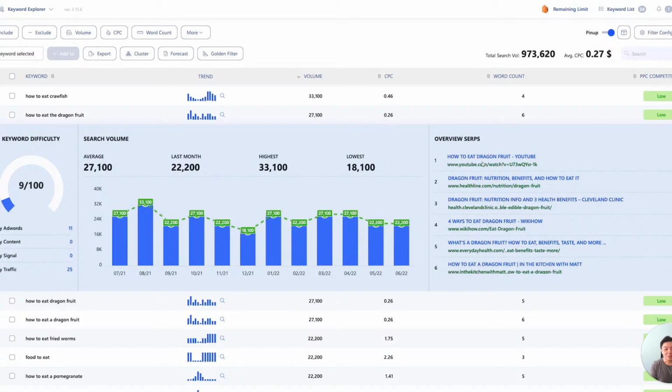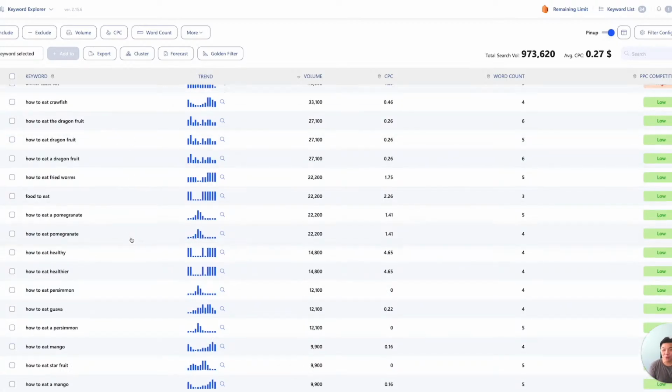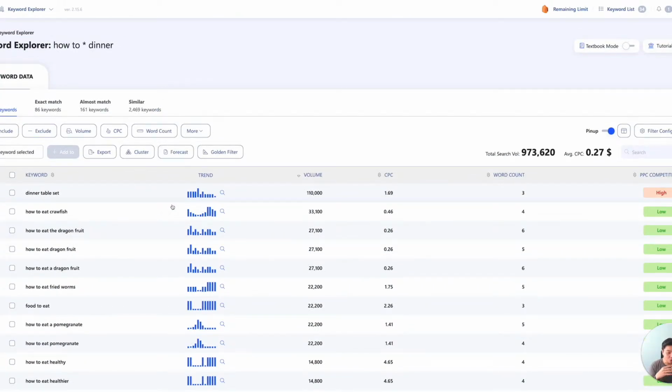Even this, if you write an article about how to eat a dragon fruit, you can probably rank on top, because nobody teaches it in terms of content. There's only a YouTube channel that does it, at 27,000 searches on Google. So you see, it's the world.